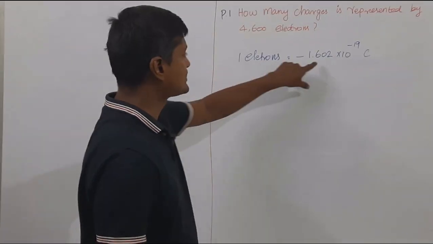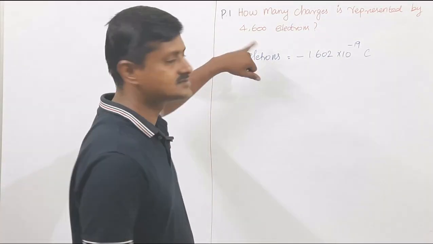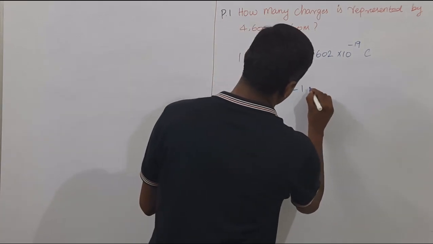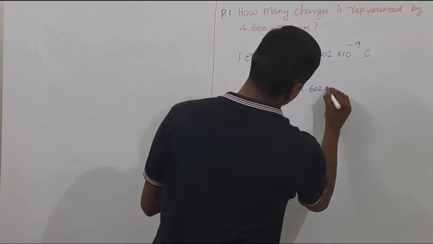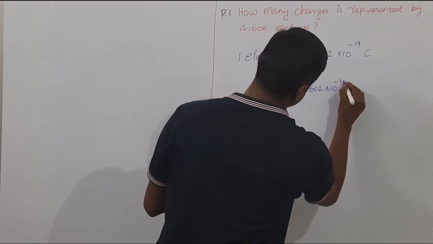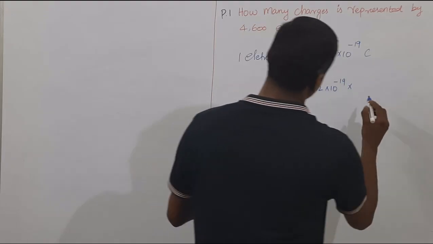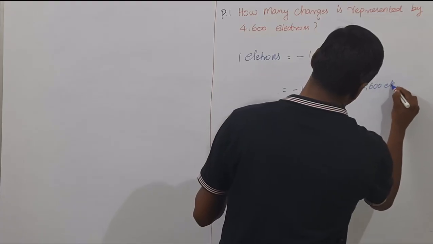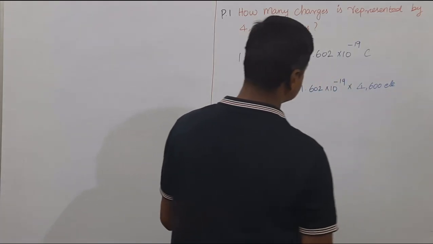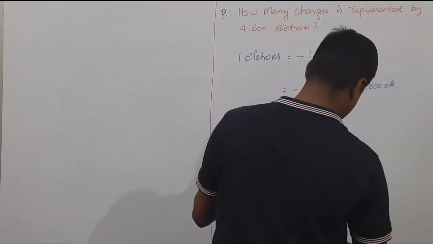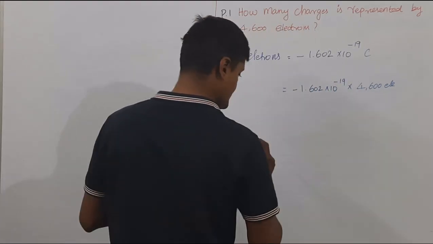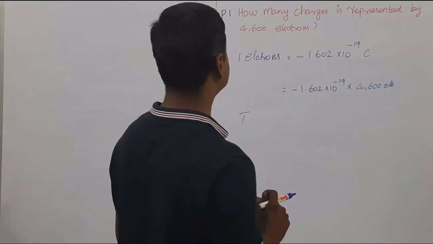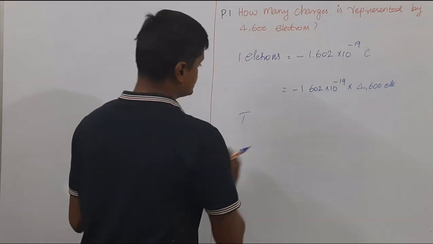That is for 1 electron. So for 4600 electrons, you have to multiply: minus 1.602 into 10 power minus 19 into 4600 electrons. So what is the value? That is the total; how many charges does that represent?